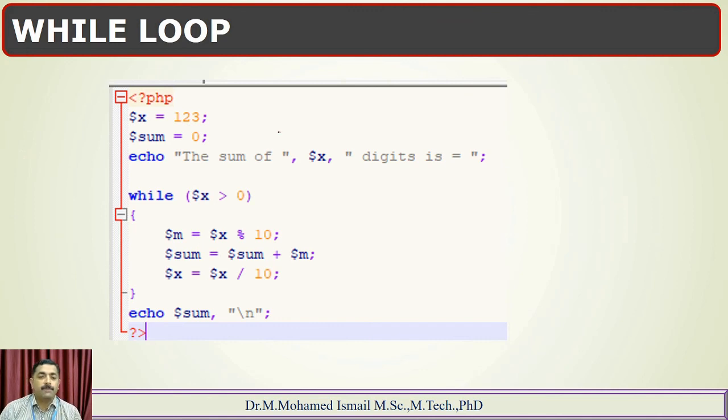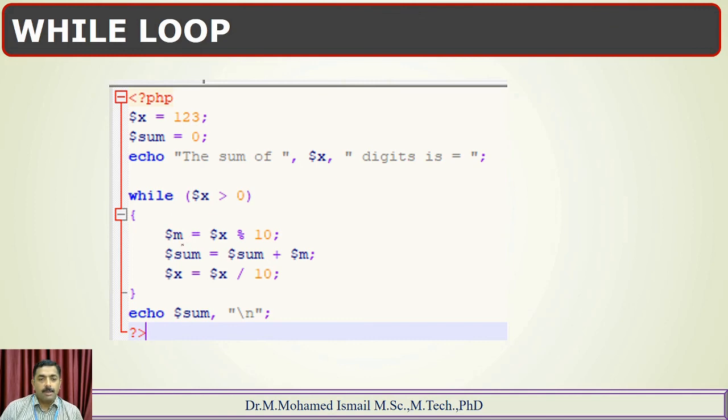So, another example. Here I have taken the sum of digits. Sum of digits, in the sense of 1, 2, 3: if you calculate 3 plus 2 plus 1, it becomes 6. So the sum of digits should give the output 6. I am checking the condition: if x is greater than 0. x is 123, so it is greater than 0, so this block will execute.